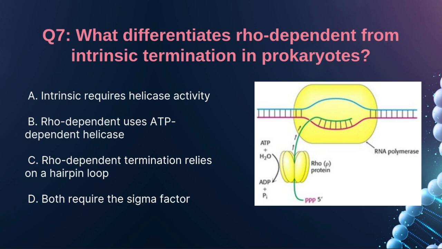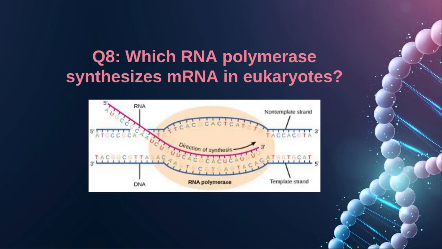The intrinsic termination, on the other hand, relies on a hairpin loop and a uracil-rich region without protein assistance. So whenever you think about rho-dependent, think about ATP-dependent helicase, and whenever you think about intrinsic termination, think about hairpin loop and uracil-rich regions. So that's the difference between the two possible terminations that we can have for prokaryotes. So now we're done with prokaryotes. Now we can go for transcription in eukaryotes.